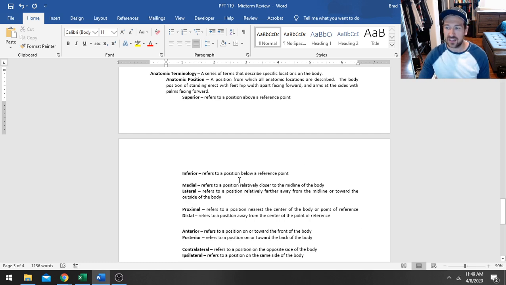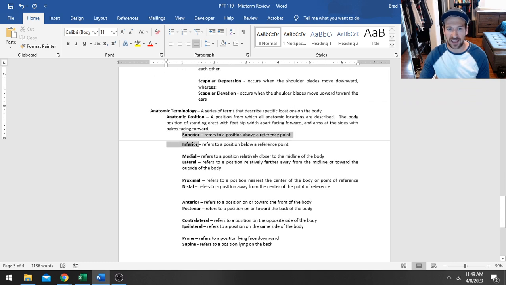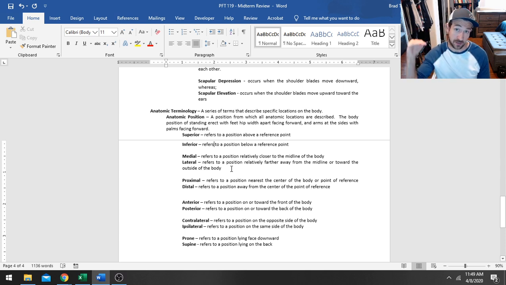So these terms are going to be superior and inferior. Superior is going to be above a point of reference. Inferior is going to be below a point of reference. Medial and lateral. Medial is going to be closer to the midline. Lateral is going to be further from the midline. So medial is towards the inside of the body and lateral is towards the outside of the body.